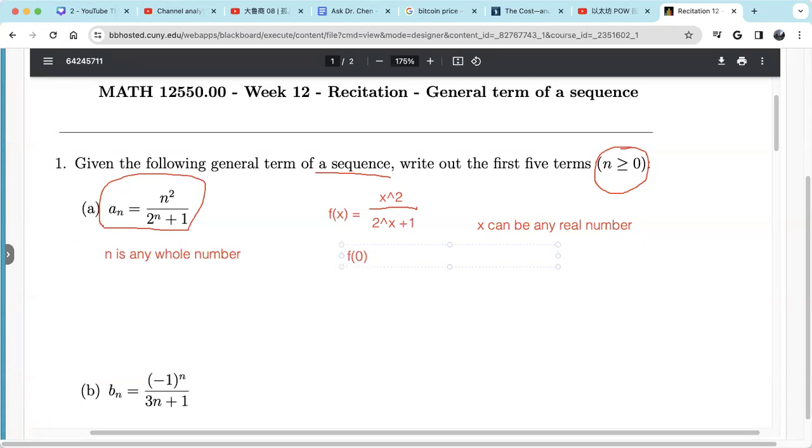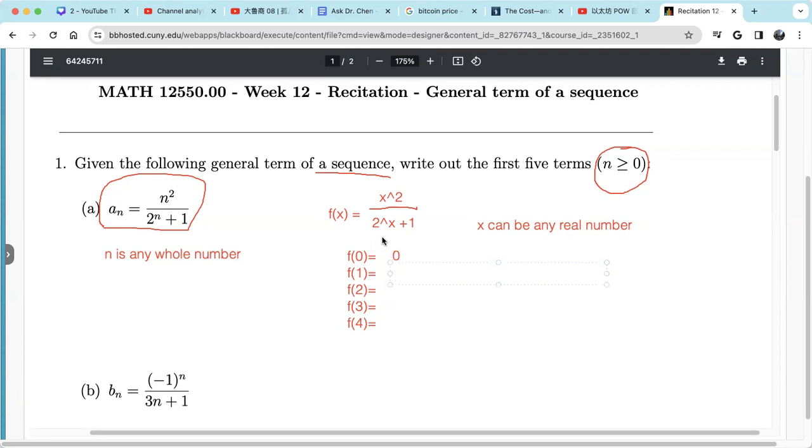We can evaluate f of 0, f of 1, f of 2, f of 3, f of 4. So 5 terms for the first 5 terms. So when we evaluate, we just plug in the value of 0 into the x position, right? For the first one, we would get, well, the numerator is 0 squared. As long as the numerator is 0, we know the expression is 0.